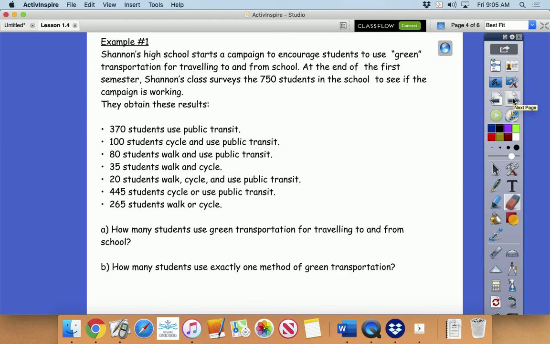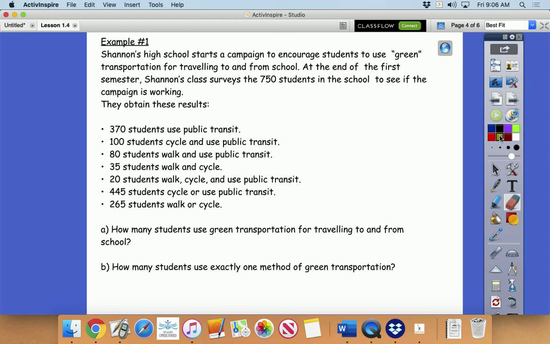So example number 1, we have Shannon's High School starts a campaign to encourage students to use green transportation for traveling to and from school. At the end of the first semester, Shannon's class surveys 750 students in the school to see if the campaign is working. They obtain these results.